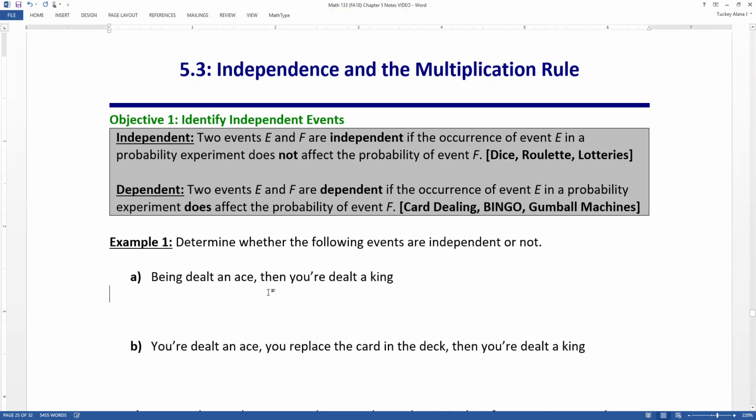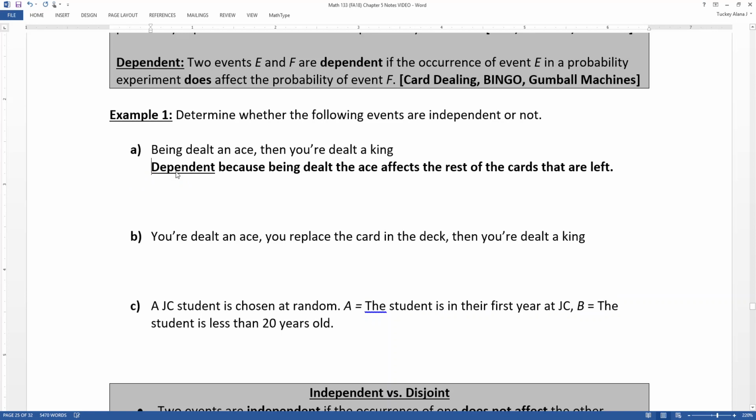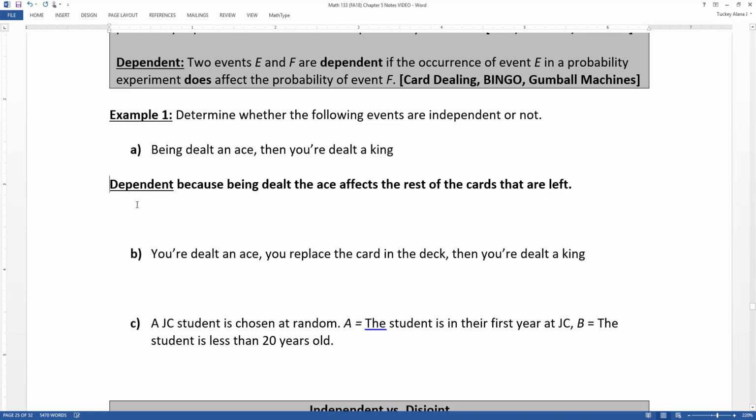All right, so let's think about this. Well, card dealing, I just said card dealing was dependent. It is right here. So card dealing is dependent because you want to be dealt an ace, that's first, and then a king, that's second. Well, that would be very much dependent because being dealt the ace affects what's left in the deck, the gumball machine of cards, as it were. So that would be dependent for sure.